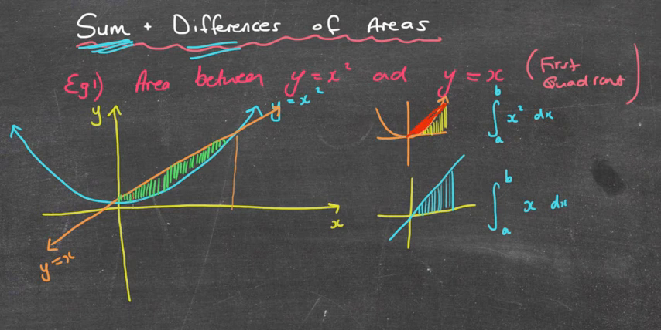So that bit in here we'll be left with. So if I can find the area underneath the line and then take away the area underneath the curve, we're left with that little bit in green. So let's try to do that.